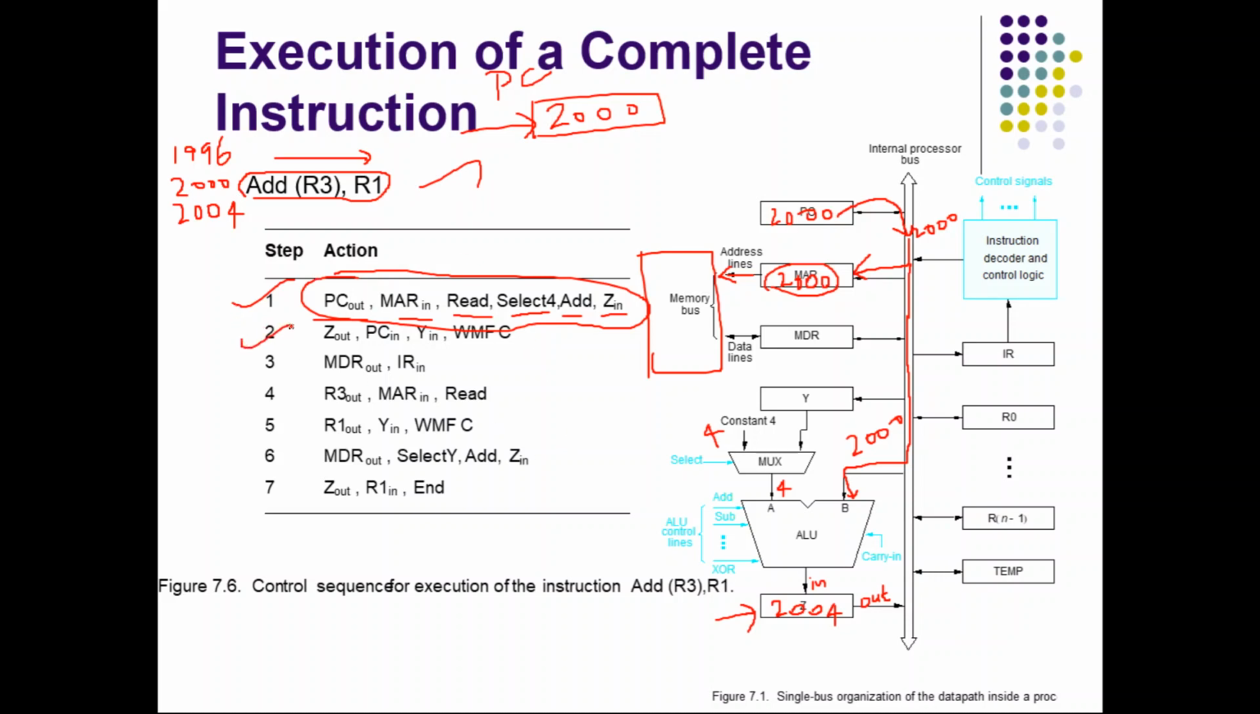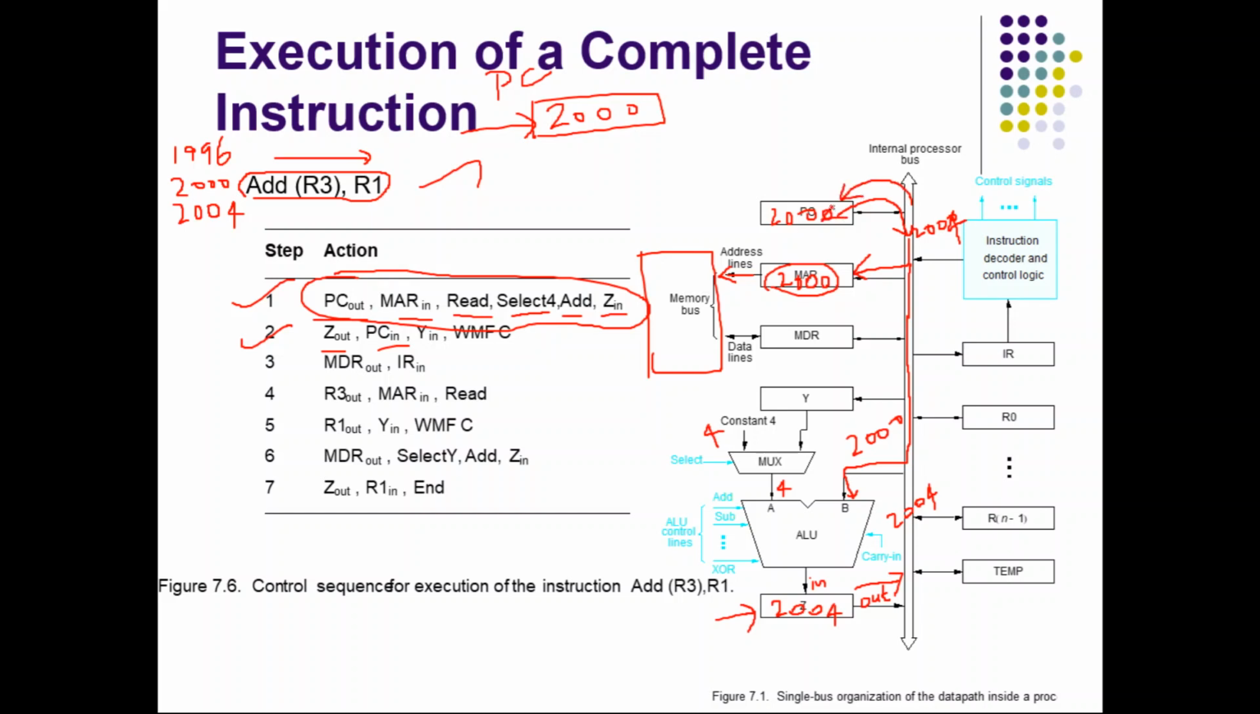Second step, Z out, PC in. Whatever is in Z, we are sending it out. Out means what? To the bus, not the system bus, the internal processor bus. So now what will be in the processor bus? It will be the address 2004. Then PC in, that is, whatever is in the internal bus, move that to PC. So now PC will become 2004.